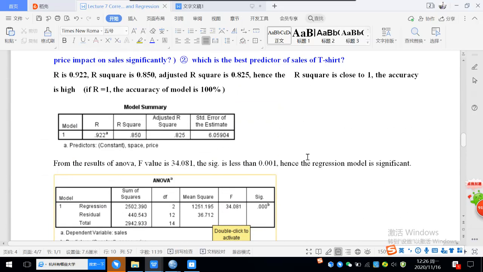Okay, so after the results, we will explain them. Firstly, look at the model summary. The model summary shows if the model is accurate or not. Here we can see that the R square is 0.850. 0.850 is close to 1, right? So the accuracy of this model is high.